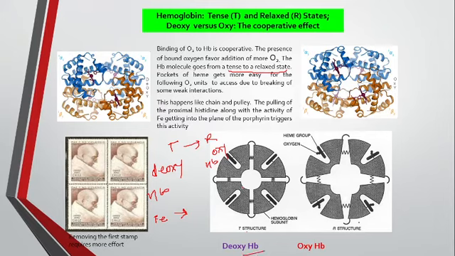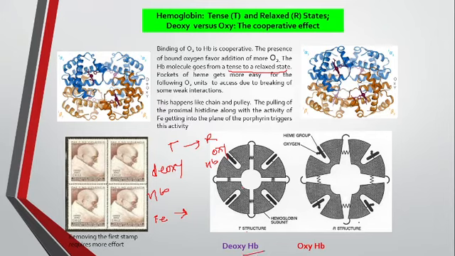Okay, here what happened? In the T structure, the ionic and hydrogen bonds between the dimers of the hemoglobin prevent the movement of the polypeptide chain. But in the R structure, the binding of oxygen ruptures and breaks down the ionic and hydrogen bonds between the dimers, so the polypeptide chains have more freedom to move. That's why this is called a relaxed structure.